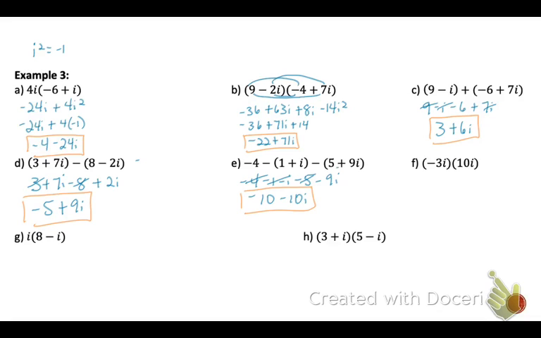F, we're just multiplying these two pure imaginary numbers together, and we'll get negative 30i squared. Replace the i squared with negative 1, so our answer is positive 30. Let's distribute the i in problem G, 8i minus i squared, which is the same thing as 8i minus negative 1. Written in standard form, that's positive 1 plus 8i.